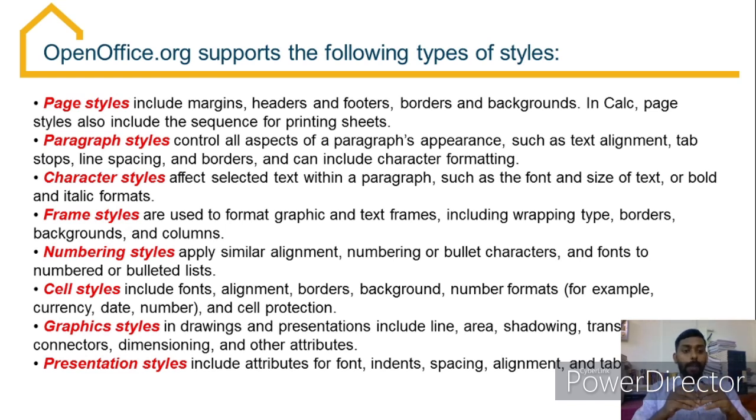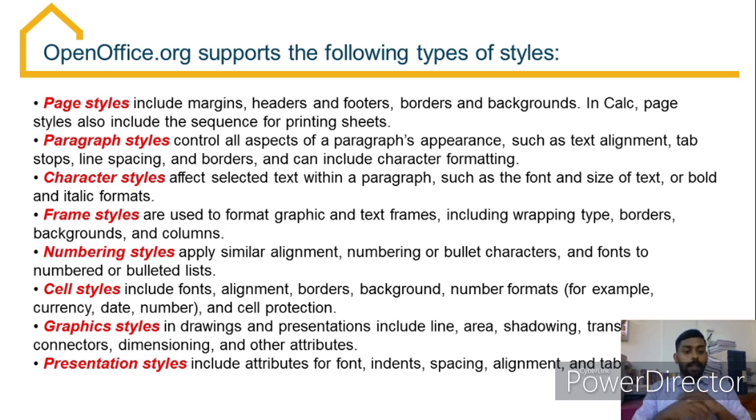Then paragraph styles control all aspects of paragraph appearance, like text alignment, tab stops, line spacing and borders, and also include character formatting. Then character styles are all about characters, such as font size, bold, italic, all this kind of stuff. Then frame styles are all about frames, graphic and text frames, including wrapping type, borders, background, and columns.